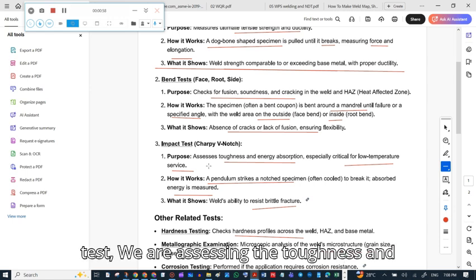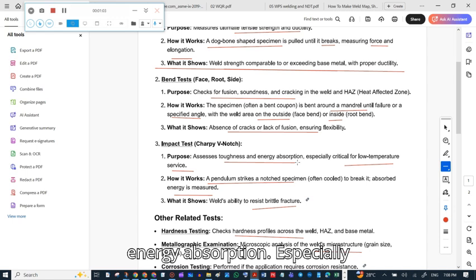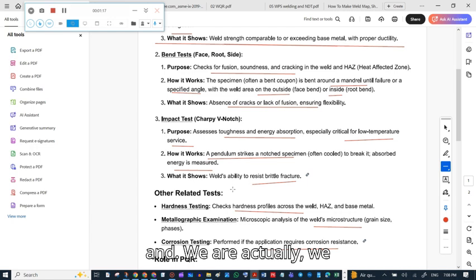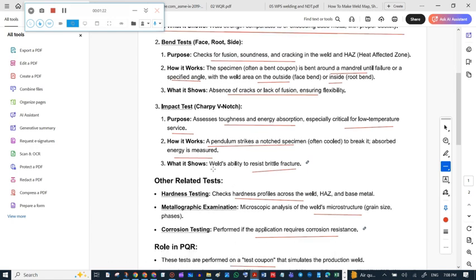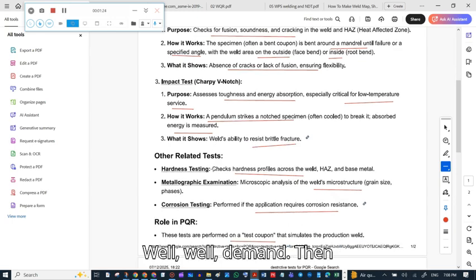And what is an impact test? Impact test, we are assessing the toughness and energy absorption. Especially this toughness test is critical for low temperature services. So a pendulum strikes a notched specimen to break it, and the absorbed energy is measured, and we are checking the brittleness of the weldment.